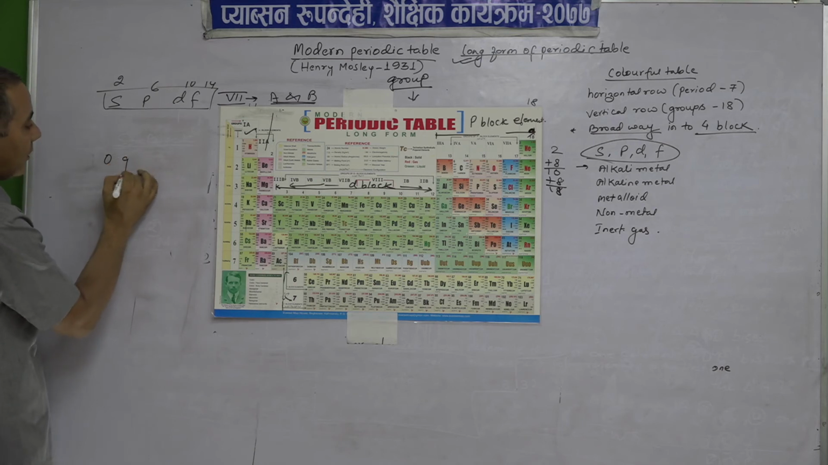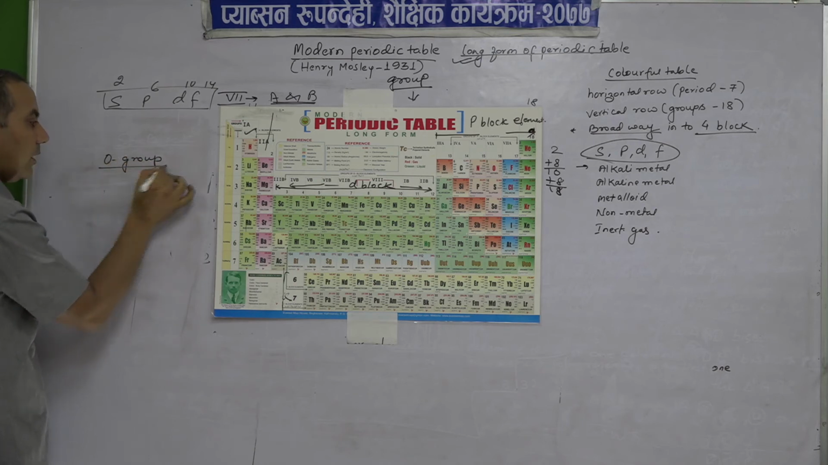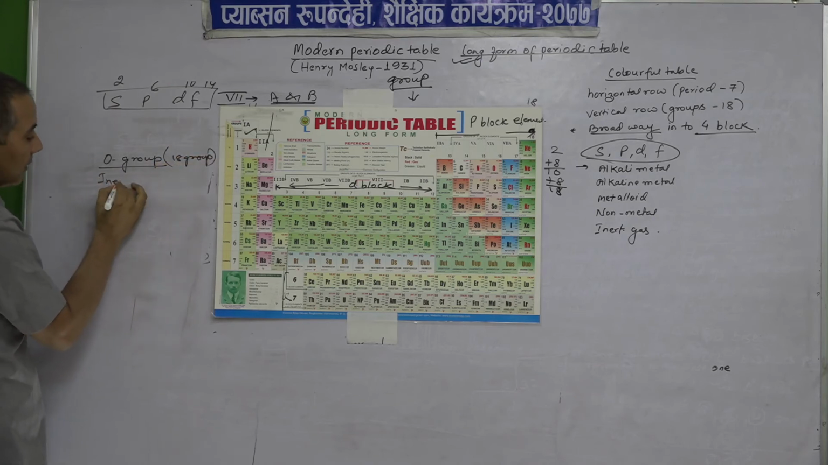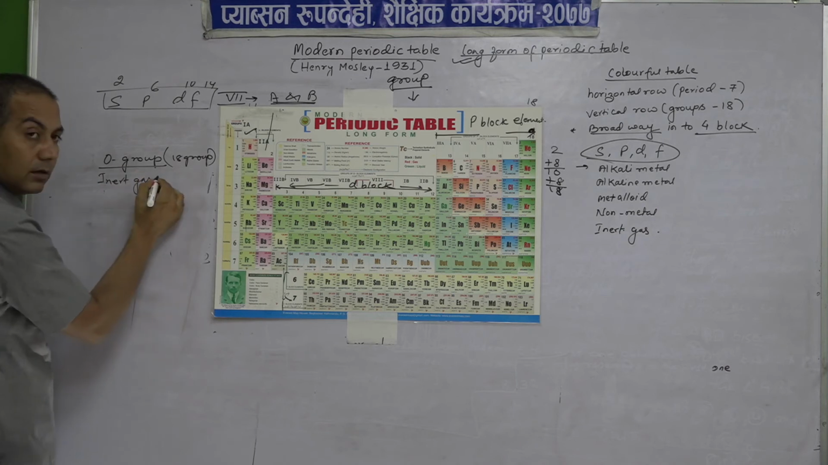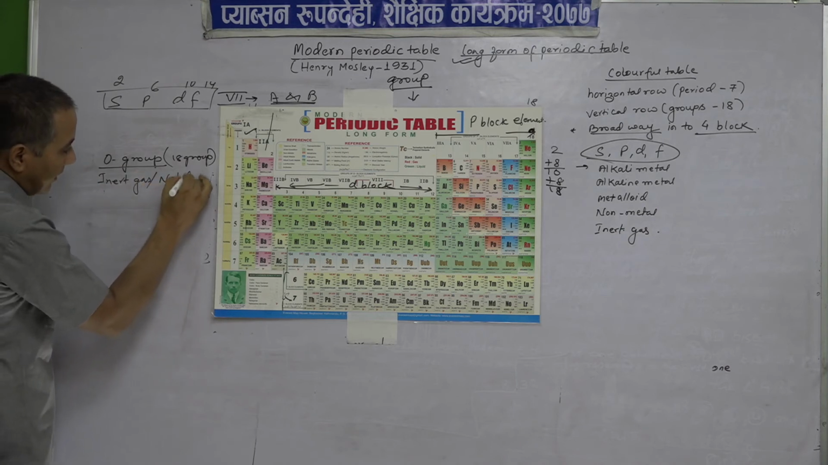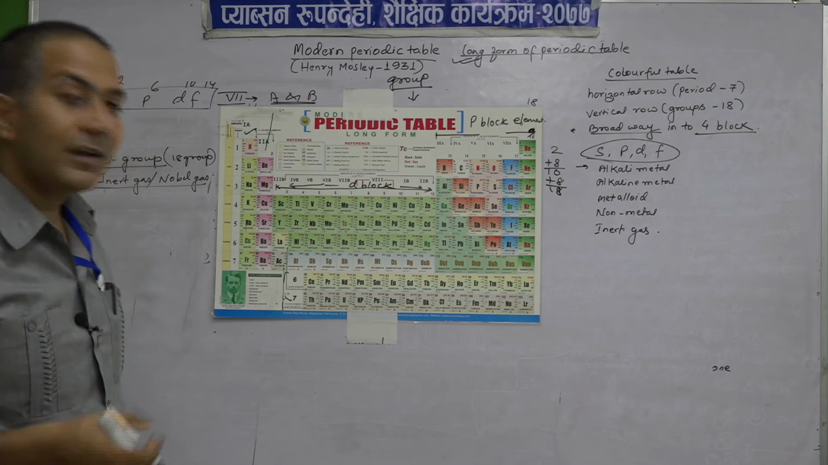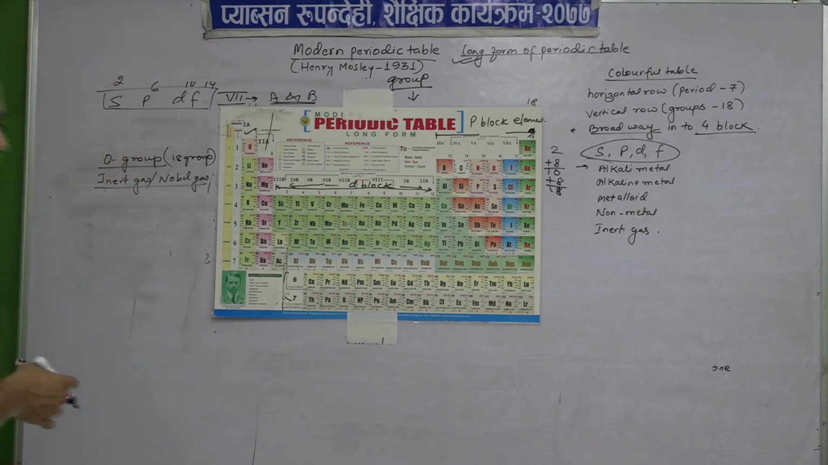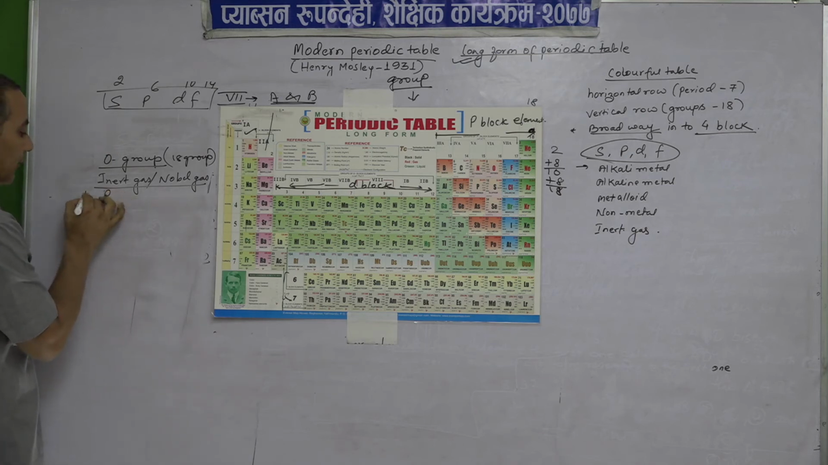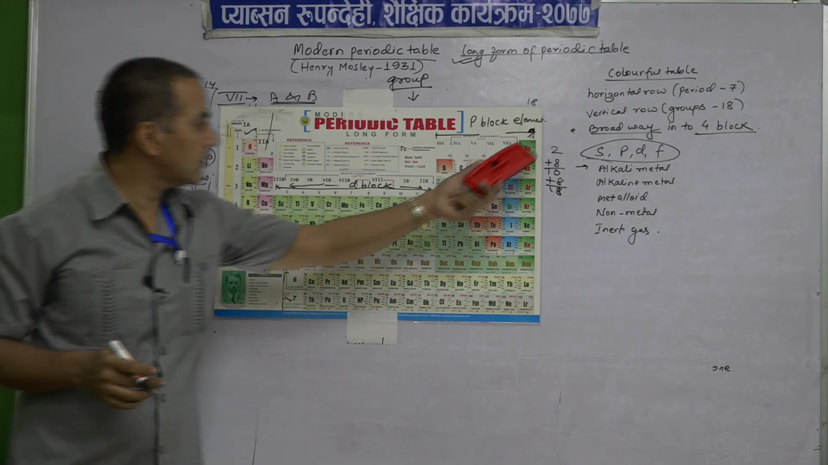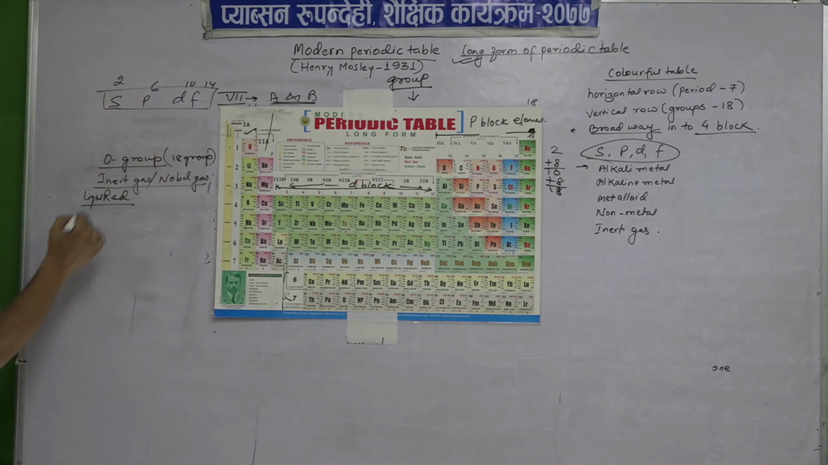The 0 group, also called the 18th group, is known as inert gas or noble gas. Which color denotes the noble gases? That is the light red color. It is not written here, but light red color is the notation of the noble gases.